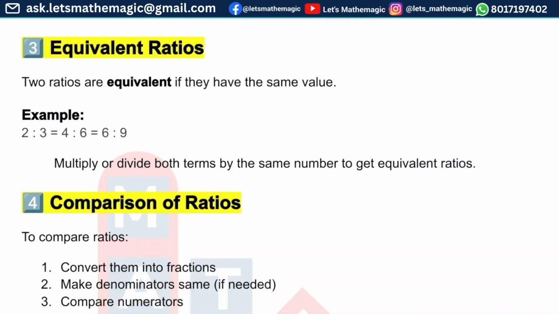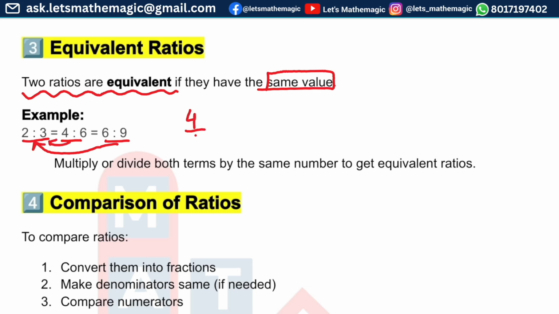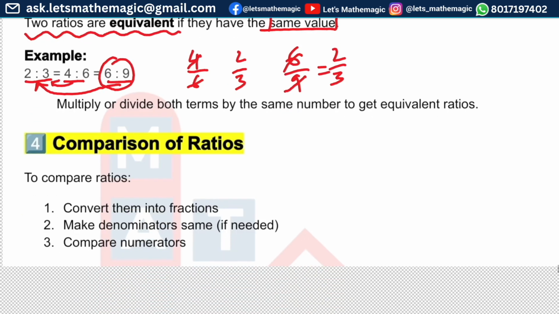Next is equivalent ratio. Two ratios can look different, but they are actually showing you the same ratio. So two ratios are equivalent if they have the same value. The example: 2:3, 4:6, 6:9. Basically all of them are 2:3. If you check properly, 4:6 is 4/6, you cancel, you get 2/3. 6:9, after cancellation again you get 2/3. So all of them are 2/3, so they are called equivalent ratios.